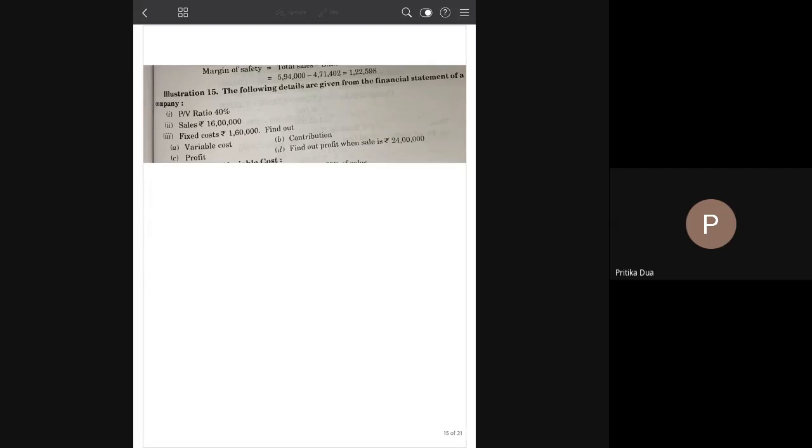So this is the information given to you. You are given that the PV ratio of the firm is 40%, sales 16 lakh, and fixed cost is given. You need to calculate the variable cost, profit, contribution, and find out the profit when sale is 24 lakh. These questions which I am taking up right now are from your book, from your textbook.